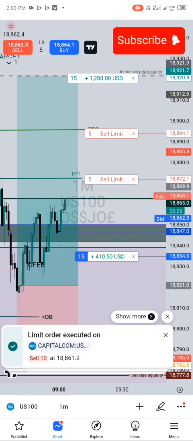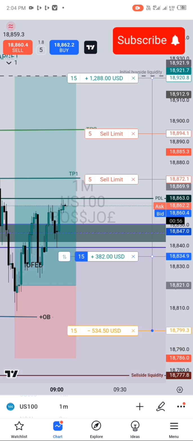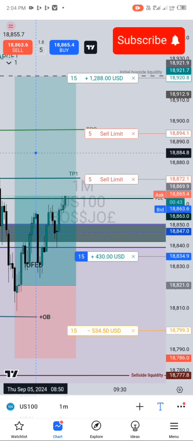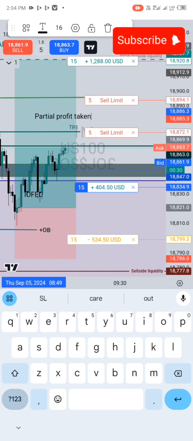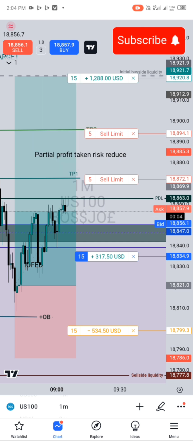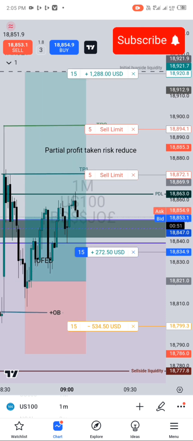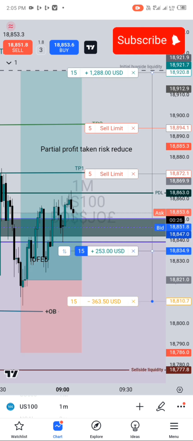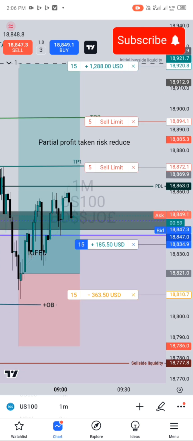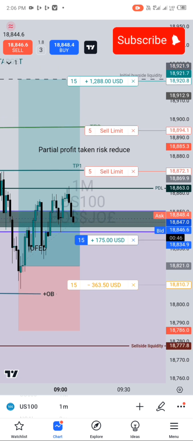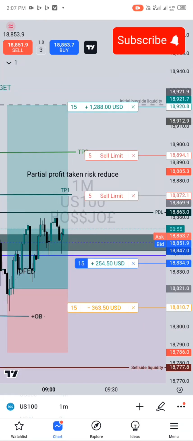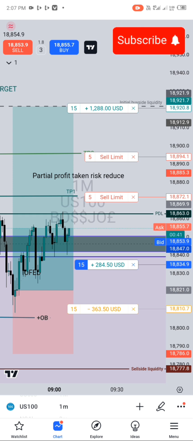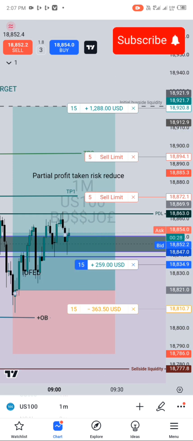So it was boom, that was taken out. I had to reduce my stop loss at least, and I annotated that as well. Partial profit taken, risks reduced. So equally I was focused at the consequent encroachment of that fair value gap. See how it supports price to the upside as well.